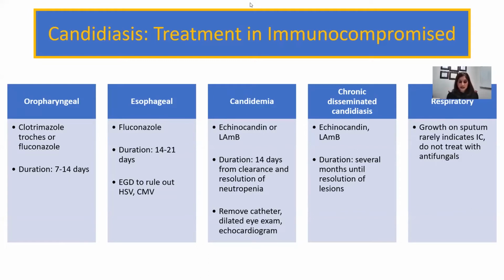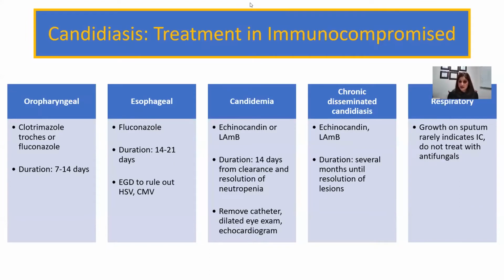And you may want to consider an EGD depending on their underlying state of immunocompromise to rule out other infectious causes of esophagitis like HSV or CMV. Again, with candidemia, you are usually needing to treat with an echinocandin or liposomal amphotericin B. We treat for a minimum of 14 days from clearance of their blood cultures and also keeping in mind resolution of their neutropenia. Again, you need to remove any catheters, identify any other foci of infection, obtain a dilated eye exam, and at a minimum a transthoracic echocardiogram.